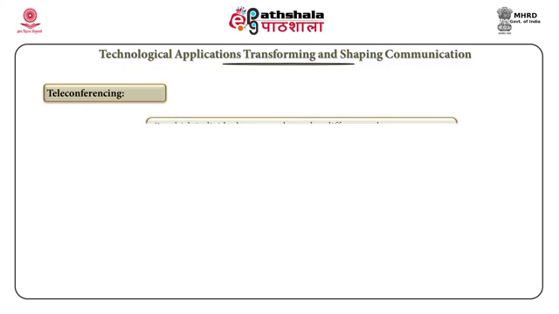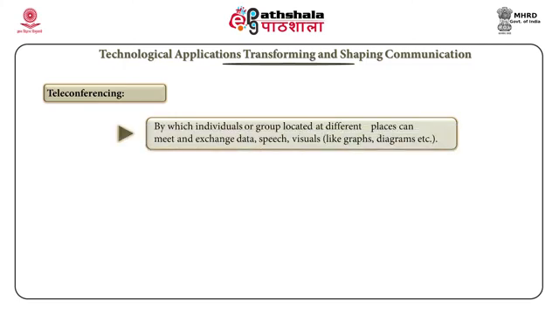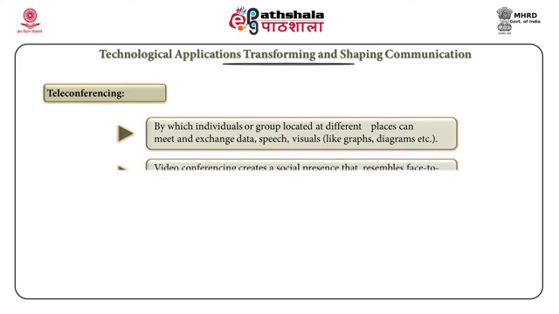Teleconferencing. It is a means by which individuals or groups located at different places can meet and exchange data, speech, visuals, etc. Through video conferencing, particularly two-way video conferencing, people located at remote sites can see themselves in live action using information and communication technology. Video conferencing creates a social presence that resembles face-to-face meetings and discussions, enabling participants to see the facial expressions and physical demeanor of each other while actually being present at remote sites.